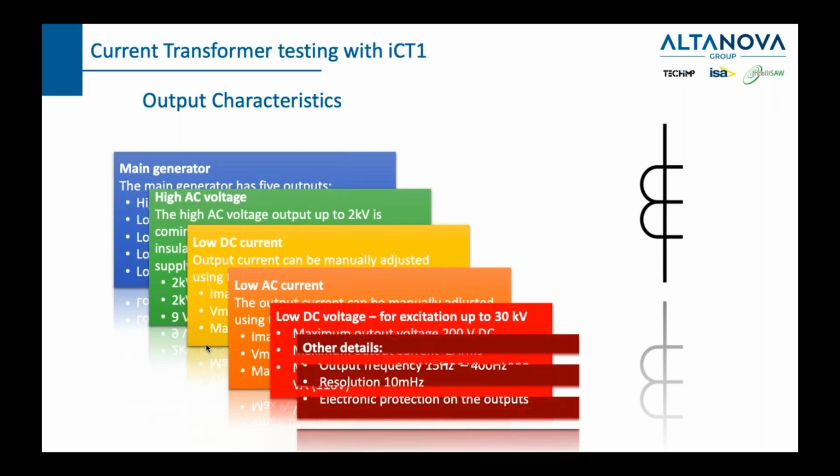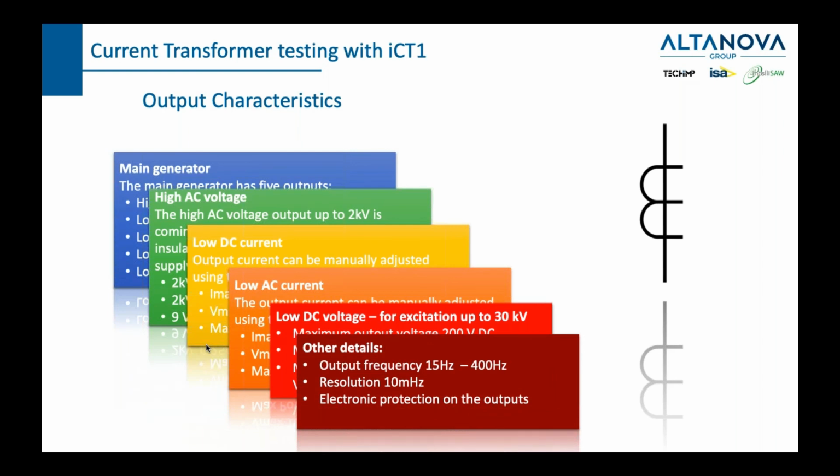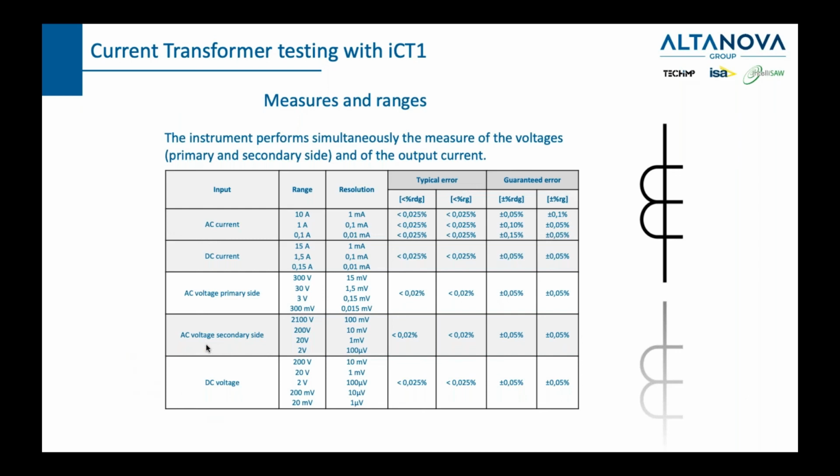All of these outputs, not all of them, but the ones that are alternating, can give us the frequency from 15 to 400 hertz with a resolution of 10 millihertz, and all the outputs are electronically protected, which is very important. Another thing that is important to emphasize is the very, very accurate measurement of ICT1. This instrument performs simultaneous measurement of voltages on the primary and the secondary side.